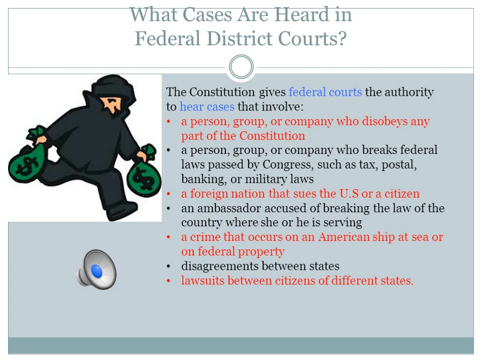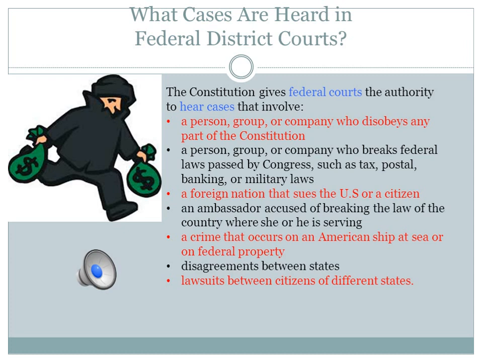The next one, an ambassador accused of breaking the law of the country where he or she is serving. If you recall, under the Department of State, there are ambassadors who are supposed to be representing the U.S. in developing good relations with other countries. So, for instance, if there's an ambassador in Kenya and the ambassador stole some money from a store, they would not be tried in Kenya. They should be sent to the United States and tried in a federal district court.